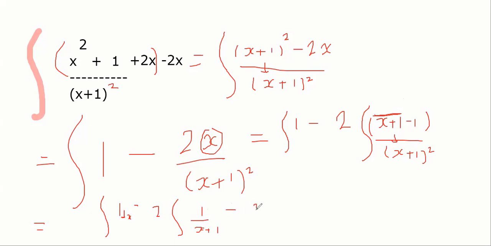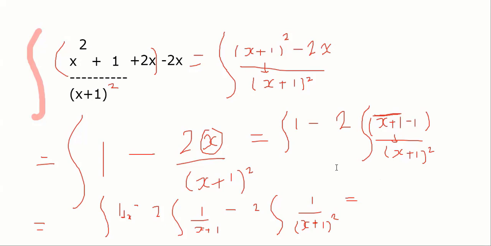Minus, this 2 is still here. 2 into integration of 1 over x plus 1 whole square. You know about this also. This is the form of x plus b to the power n. You know integration of all the three functions. Will you be able to solve it now or not?